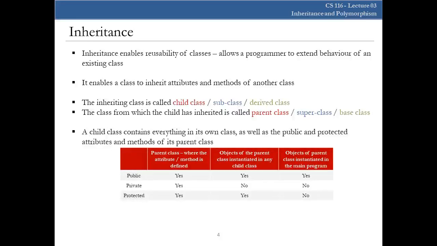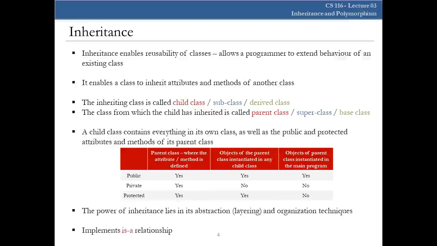Now, this table summarizes what I have just told you. Attributes and methods which are defined in a particular class, let's suppose a parent class, are accessible from this class, whether they are defined public, private, or protected. Child classes can only access the public and protected attributes and methods of their parent class, right? Whereas for the main program, you can only access the public attributes or methods. Actually, only the interface is visible to the main program.